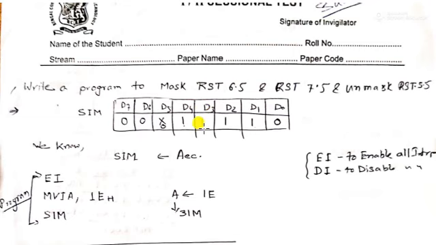D3 bit is the mask set enable bit, which activates these 3 bits, so it has to be set to 1. D4 bit is the extra bit for RST 7.5, so it is 1, and these 3 bits are 0. Okay, I think it is clear to all. So now we come to the programming.